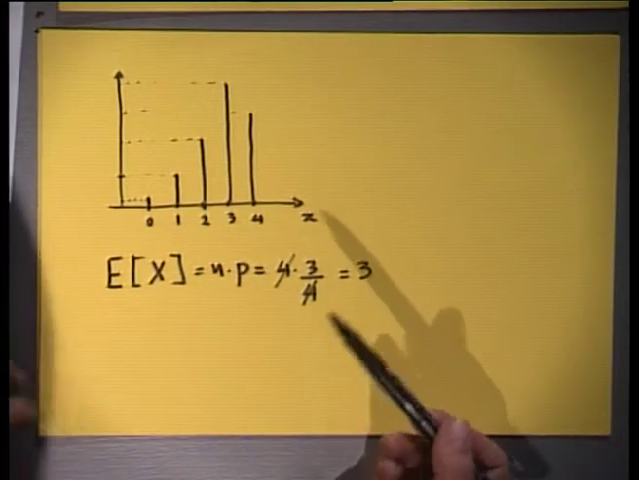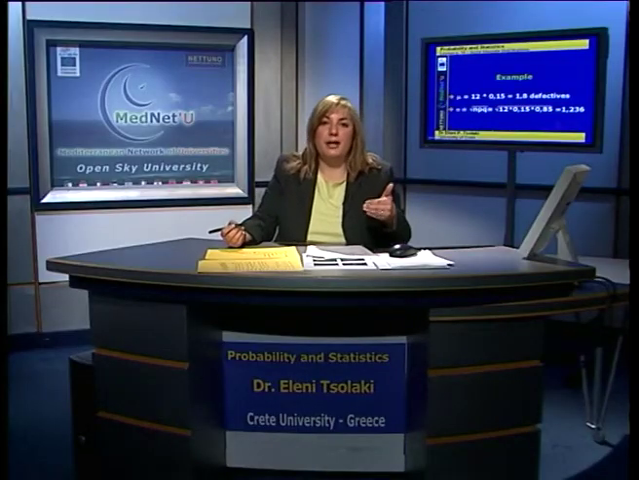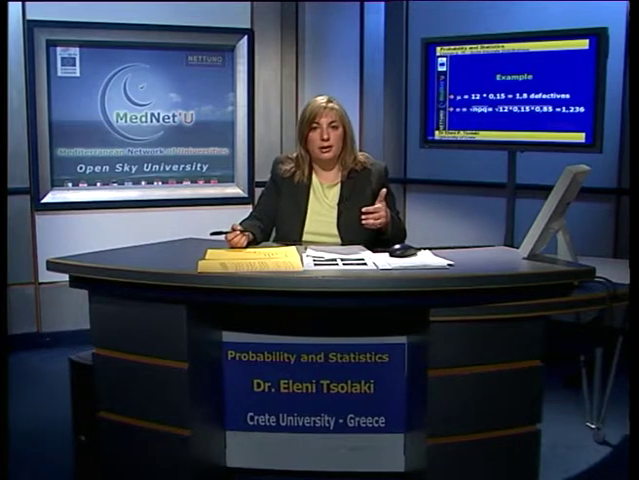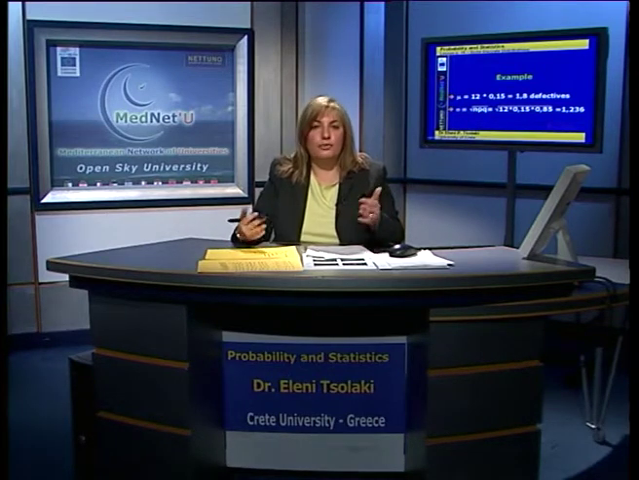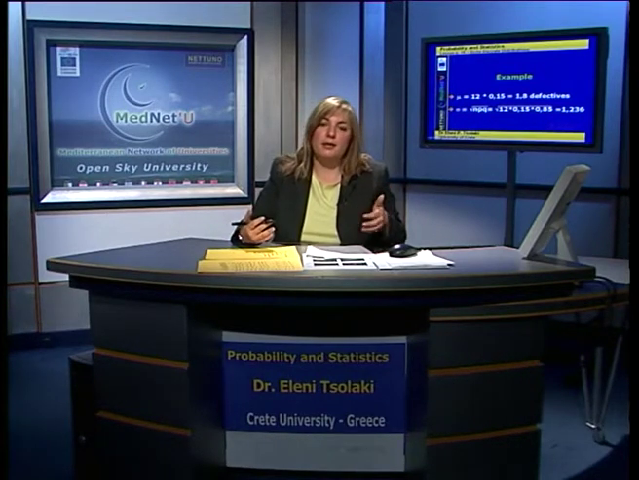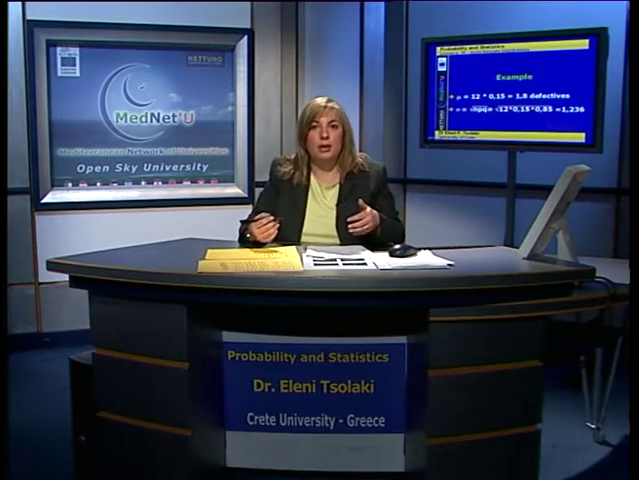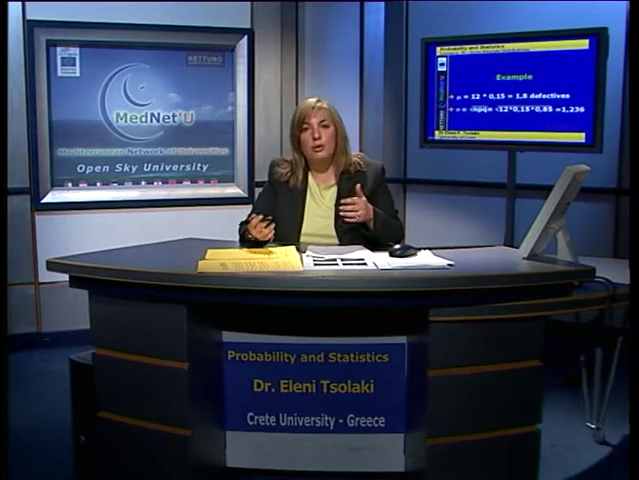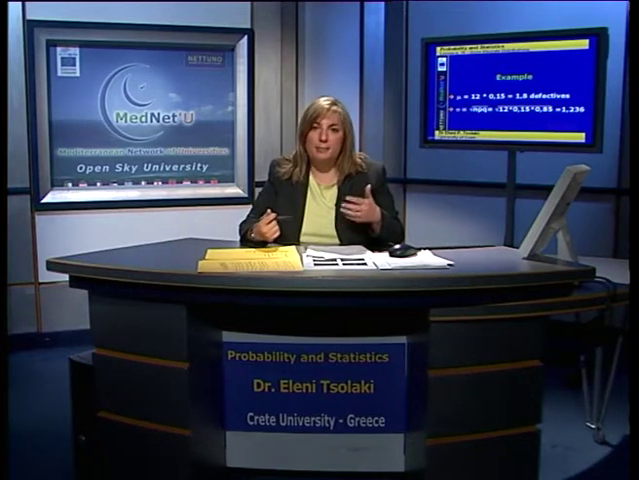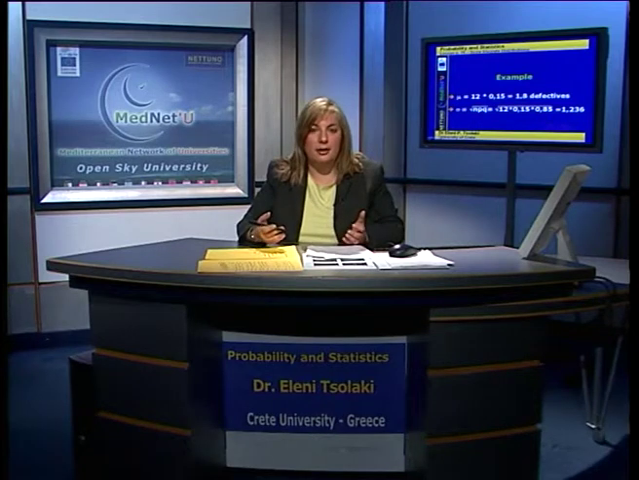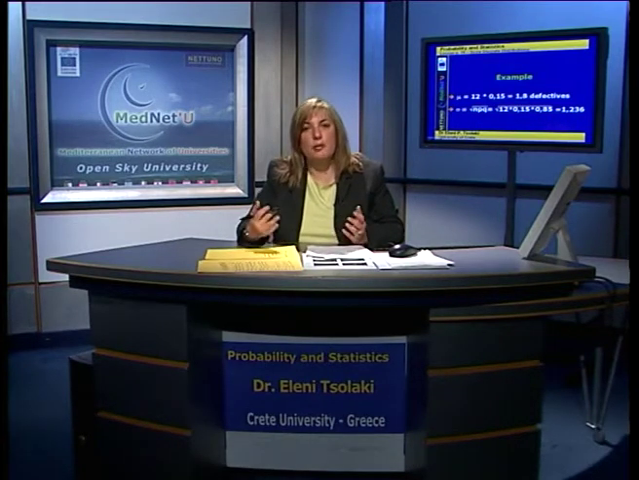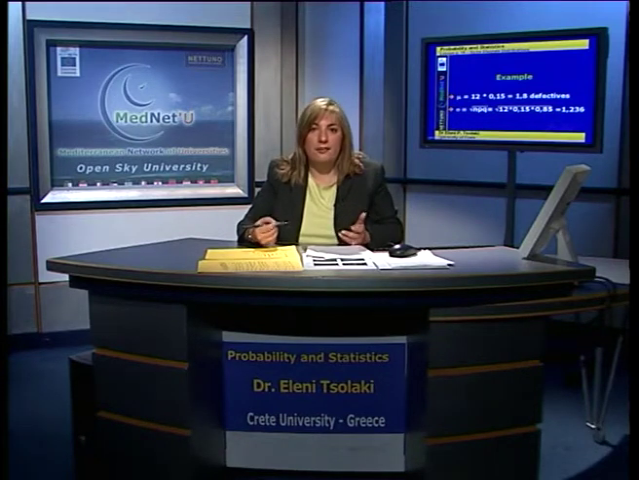Now, we see here our experiment was tossing a coin. If the coin was fair, we would expect that the expectation would be 2. 2 times out of 4, we would expect to have observed a tail. Now, in this case, because the coin is not fair, we see that the expectation is not 2.